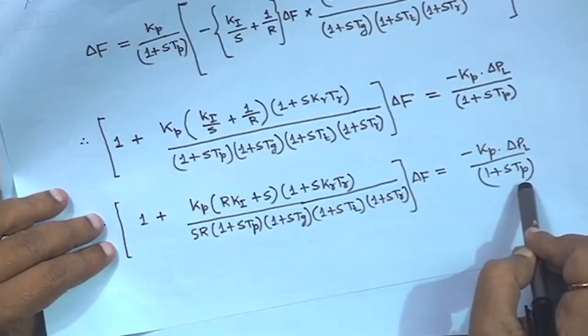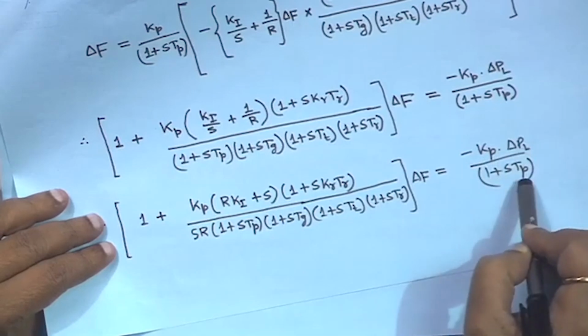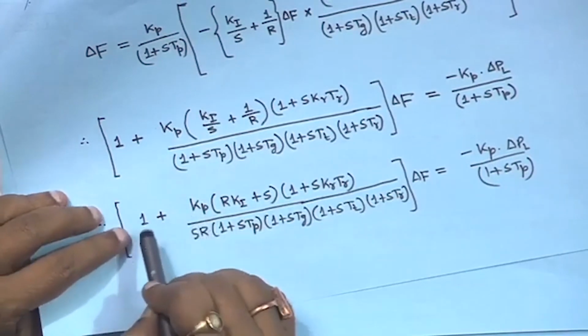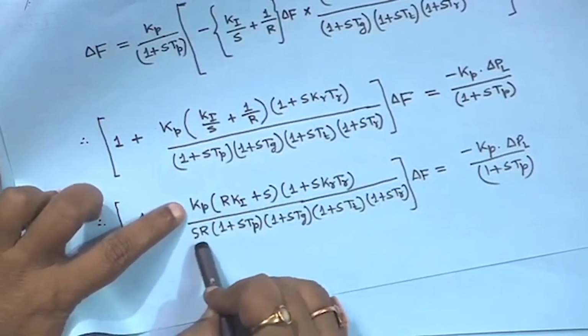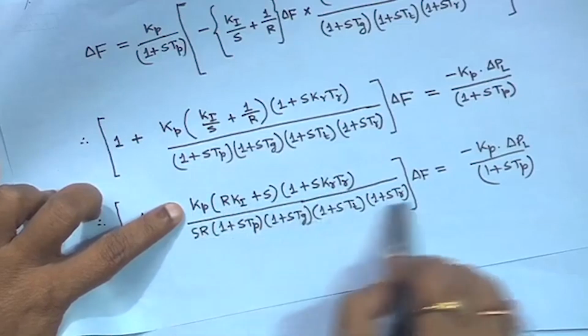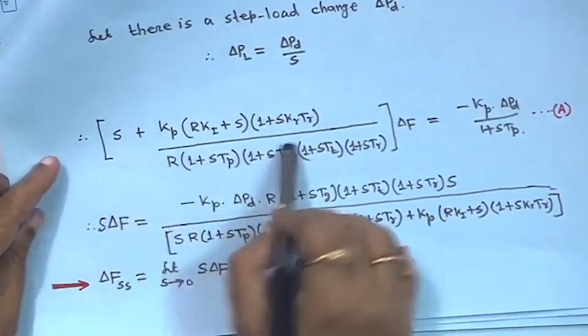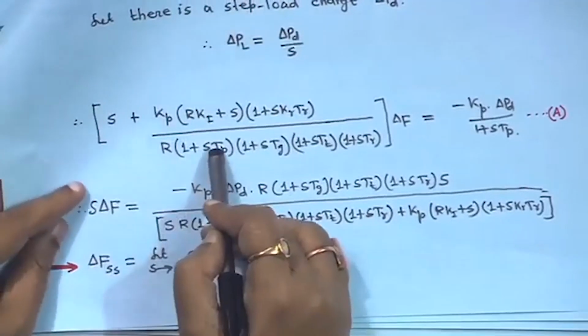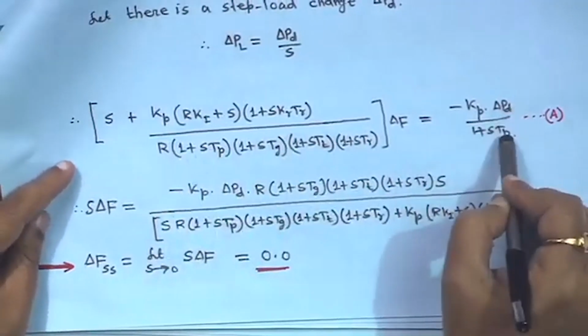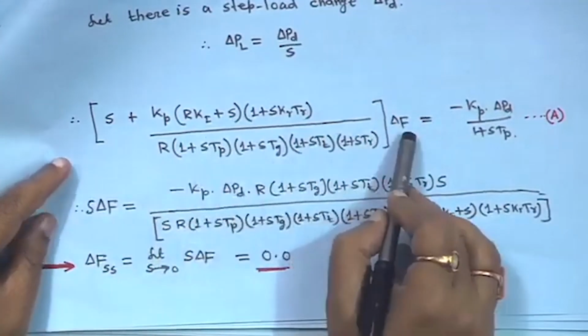So, this denominator s will be cancelled, it will be minus Kp into delta PD upon 1 plus sTp, and this side if you multiply by s, it will be s plus this 1 s is here. So, s will be cancelled, it will be Kp into R into all this thing. So, whatever we are doing, we are getting the same thing. I am not writing it here, I think you can do it yourself, just a simple thing: put delta PD upon s, then multiply both sides by s. So, you will get this expression, right.